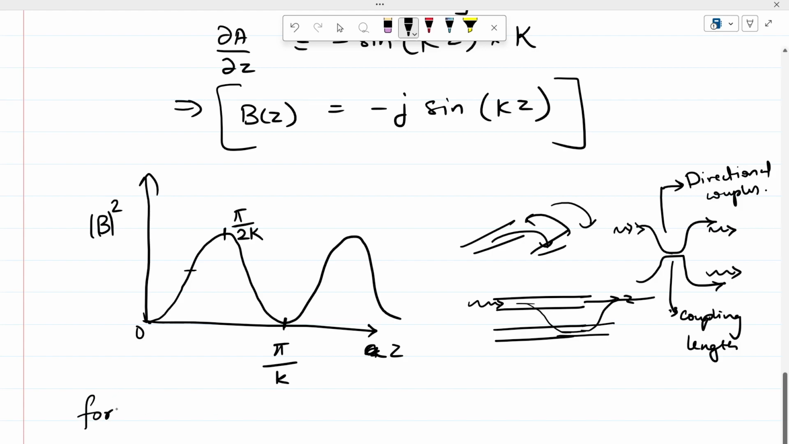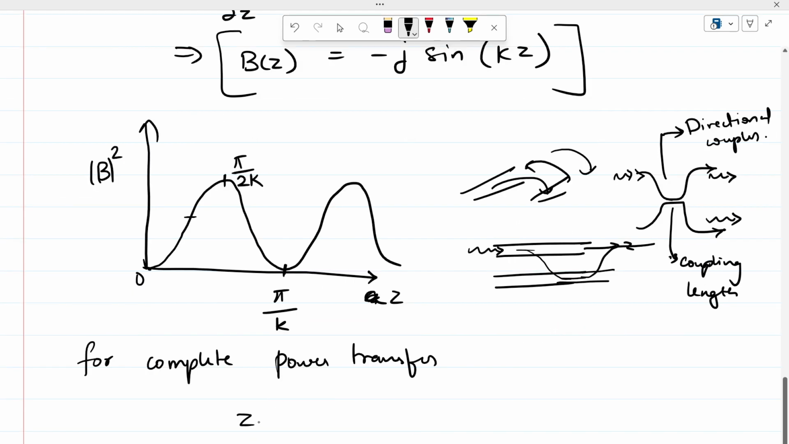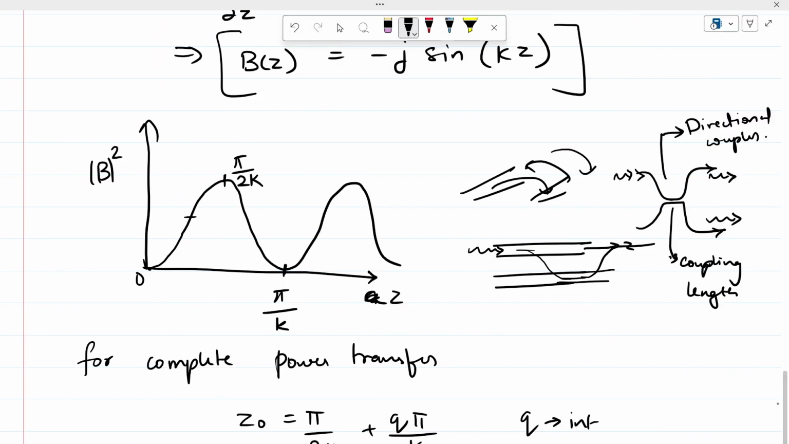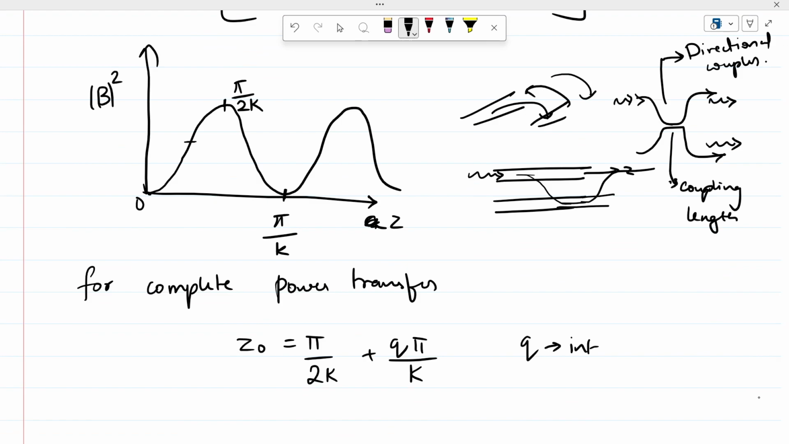So just for completeness, I'll write down, for complete power transfer, we have z naught equal to pi over 2k plus q pi over k, where q is an integer. So all these things we just analyzed and found out analytical solutions.